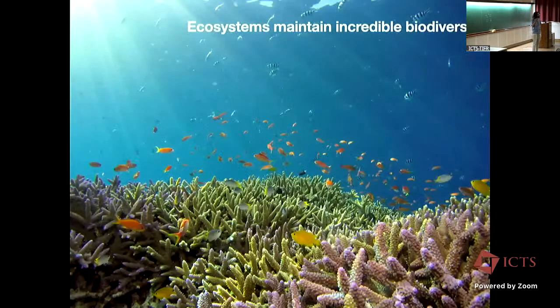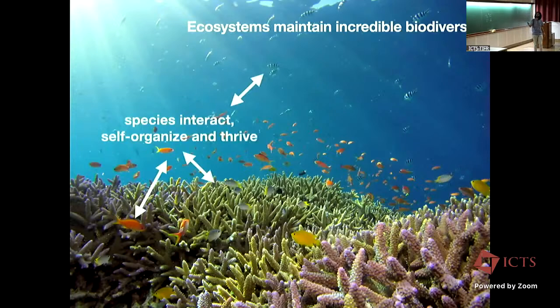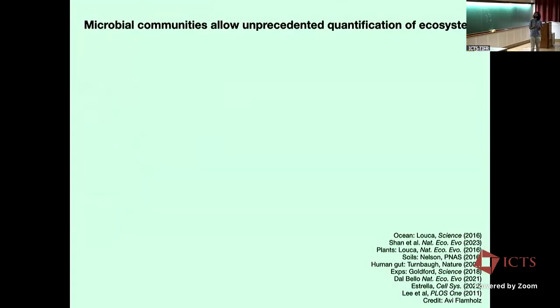Of course, just to orient ourselves, we probably know this: everywhere we look around us, there are life forms and different organisms, and they all exist as part of ecosystems. If there's one thing that we know about these ecosystems, it's that they maintain incredible biodiversity. There are many, many species around you, and all of these species are interacting, and by means of these interactions, they self-organize, and it's only as a result of that that you see all of them thriving together. This is true in the macrobial realm, but it's also true in the microbial realm. And it's really in the microbial realm, I would argue, that we've been allowed unprecedented quantitative views of ecosystems in general.